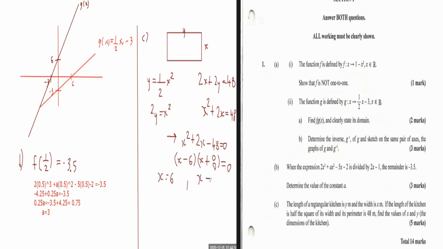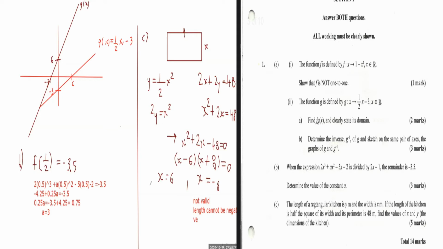But x can't equal negative 8. X cannot be equal to negative 8 because length cannot be negative. So this one is not valid. Not valid. That's because length cannot be negative. All right, so x is 6.